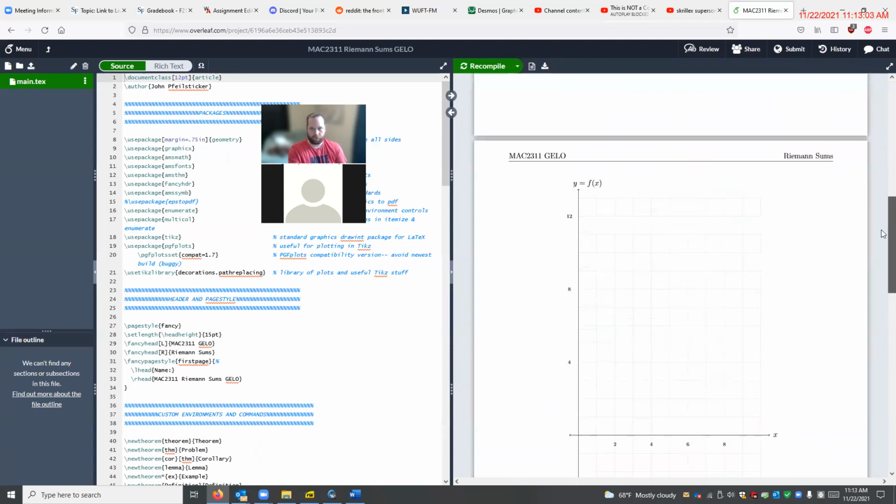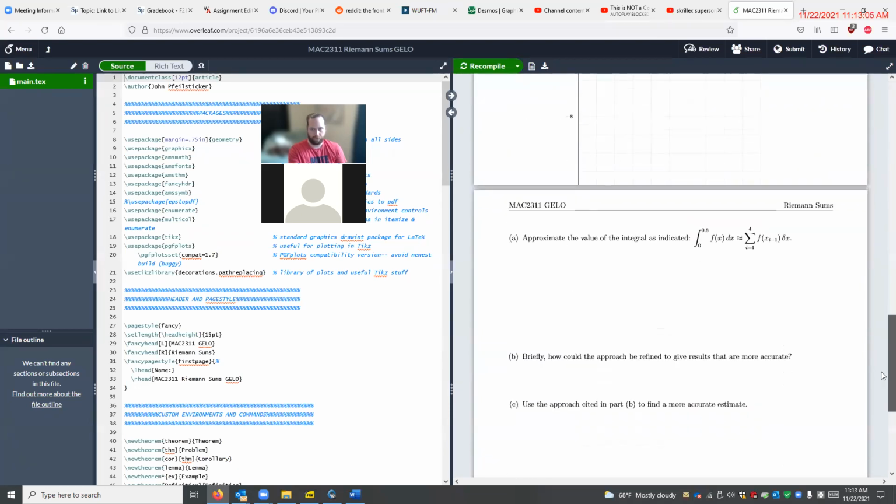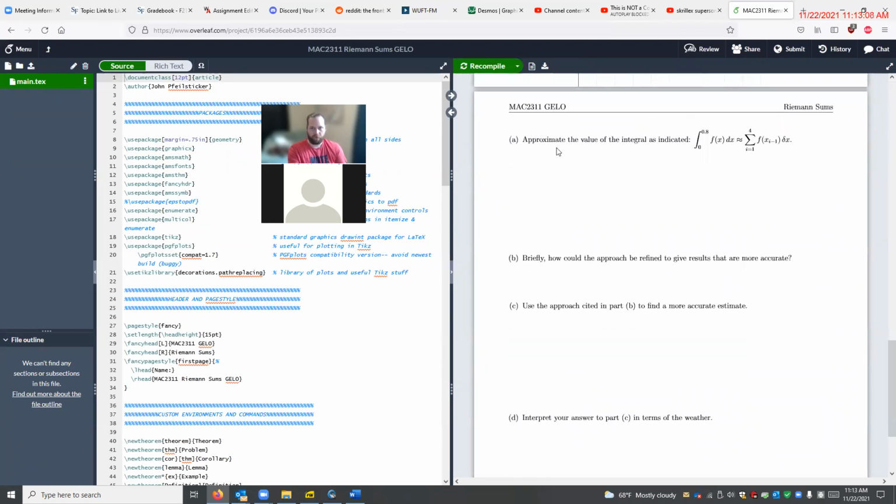So yours will actually look something like this, just with this graph less ugly. Well, that's it. So you're going to approximate the value of this integral using the indicated Riemann sum. You're going to describe how you would get better results, a more accurate approximation. Then for part C, you're going to do whatever it is you said you should do in part B. So, different method, more rectangles, whatever.